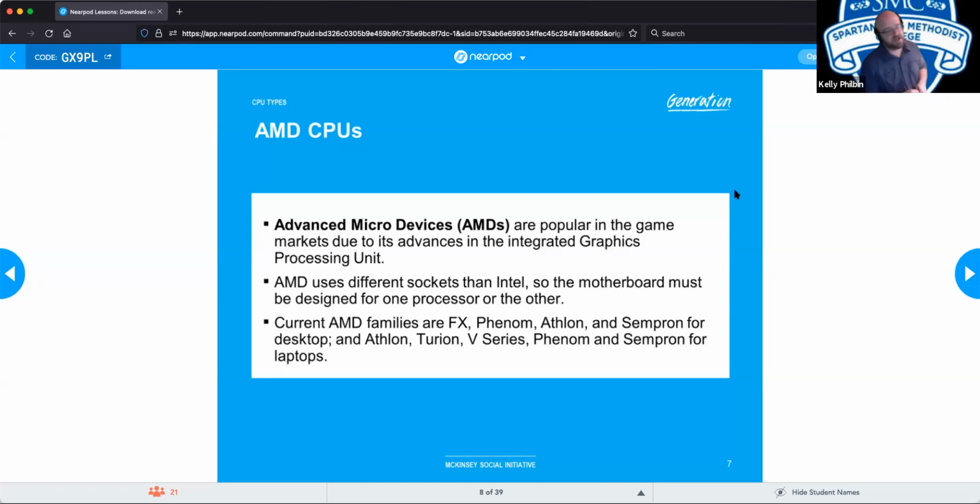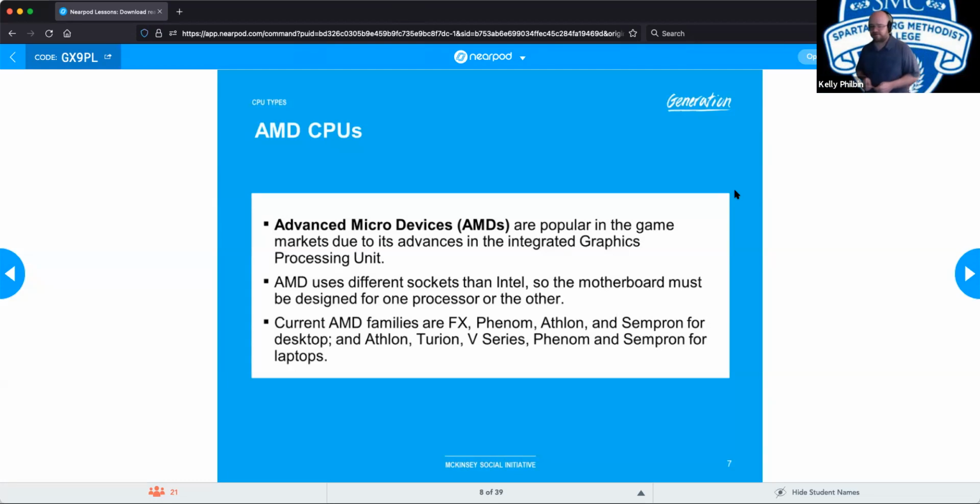The families of chips that they have in the AMD arena are the FX, Phenom, Athlon, and Sempron for desktop, and the Athlon, Turion, V-Series, Phenom, and Sempron for laptops. Again, know the families. I know we're getting into the Ryzens now. It's a newer one, but those were not in wide use when the exam was written. So again, real life versus the exam. The exam stops at Sempron.